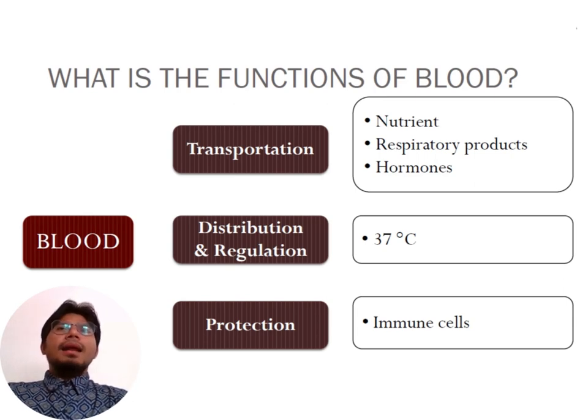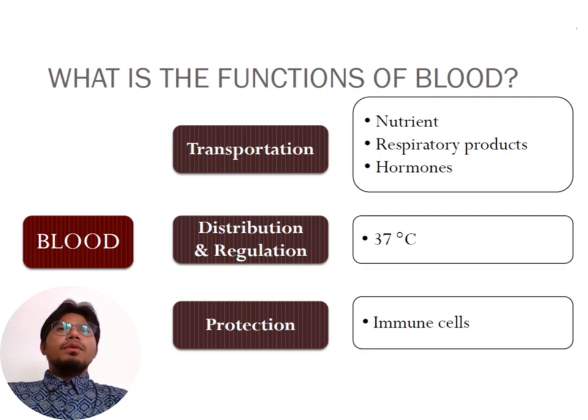So basically, blood's function can be divided into three. Number one, it is used for transportation, to carry nutrients, which is the food that we take every day: carbohydrates, protein, lipids, maybe vitamins and so on. Also respiratory products, mainly oxygen and carbon dioxide. We need oxygen for metabolism in our body, and hormones are also carried by our blood.